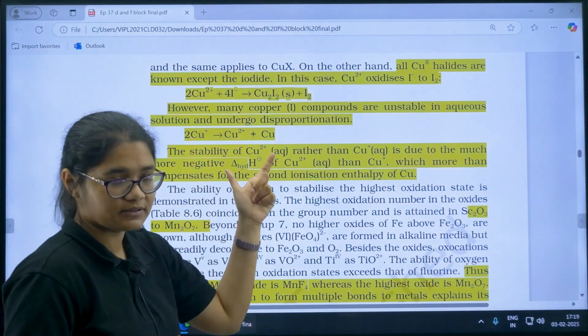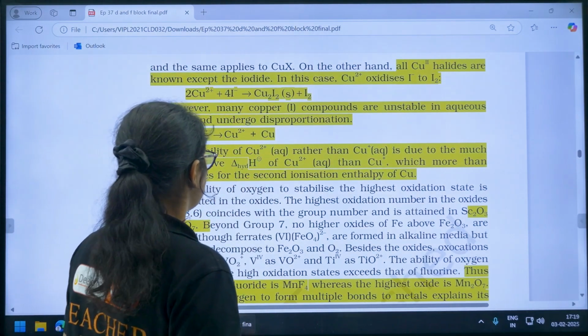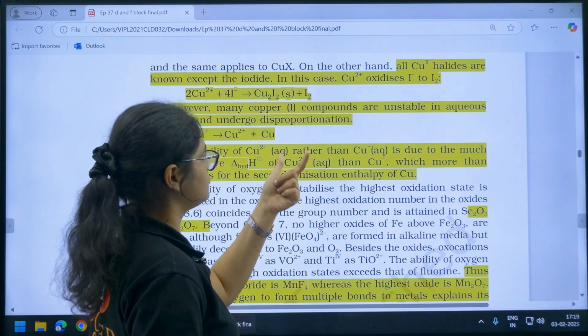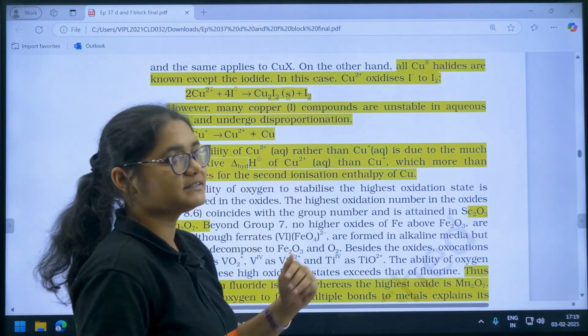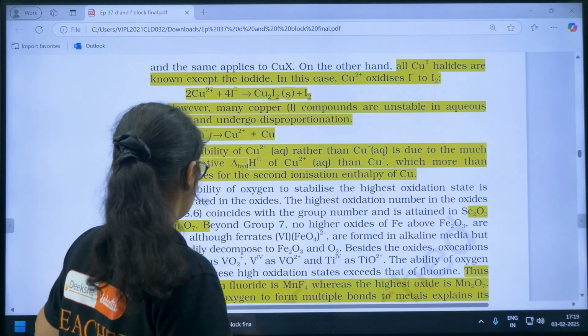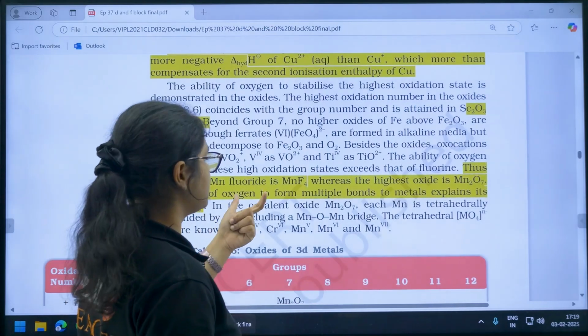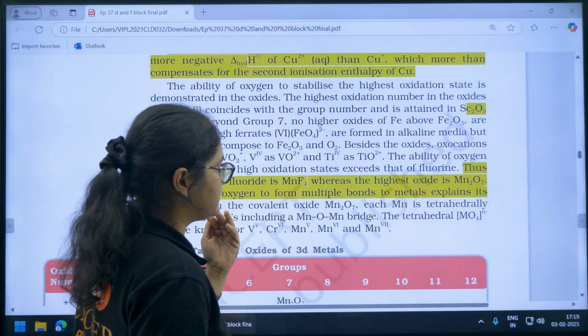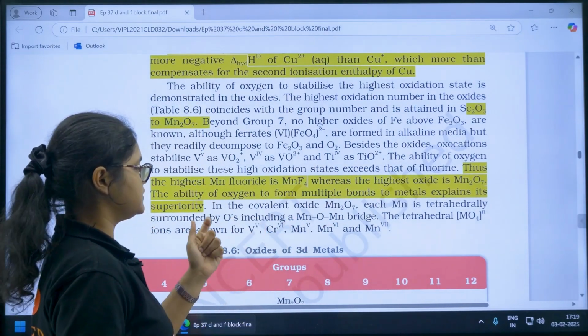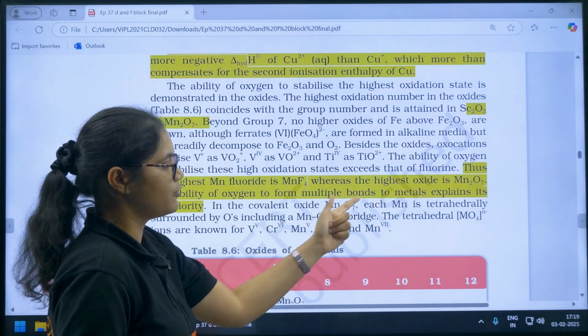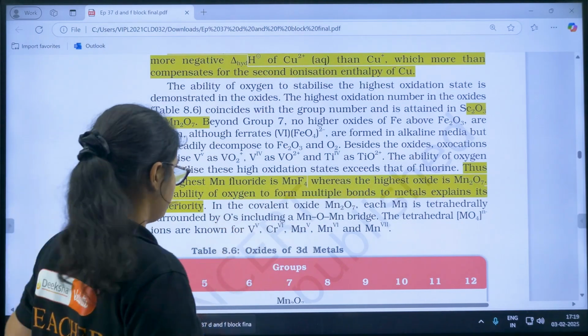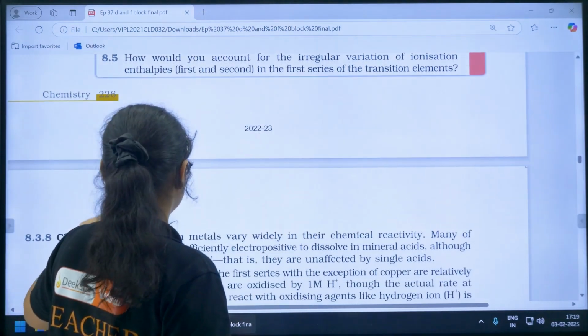Next, similarly we have the disproportionation reaction of copper. This is also a very important question. Then Cu2+ is more stable than Cu+ because of its hydration energy. Okay, now you see that oxygen has more tendency to stabilize the higher oxidation state because of its ability to form multiple bonds.